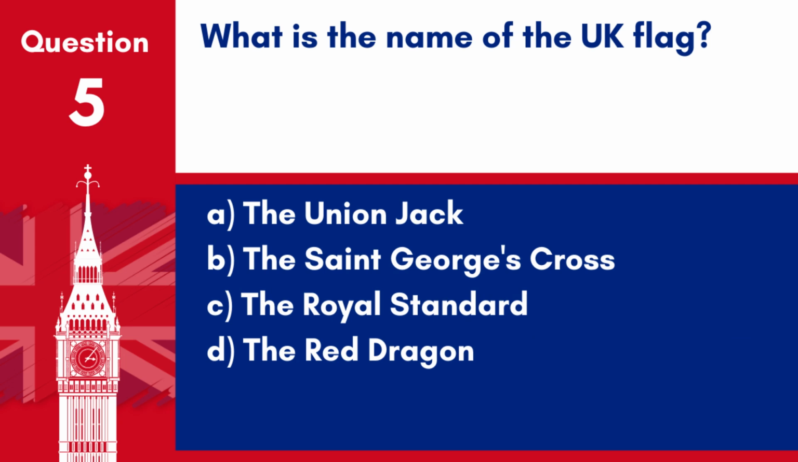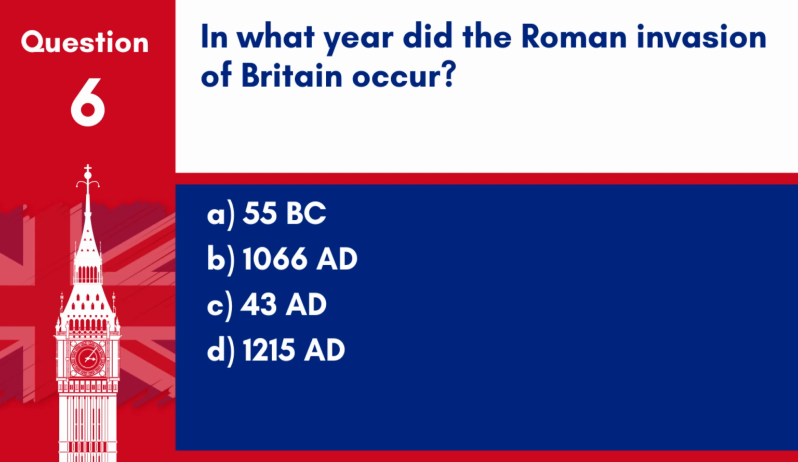Question 5. What is the name of the UK flag? A. The Union Jack. B. The St. George's Cross. C. The Royal Standard. D. The Red Dragon. Answer A. The Union Jack. The national flag of the United Kingdom is known as the Union Jack, symbolising the union of England, Scotland and Northern Ireland.